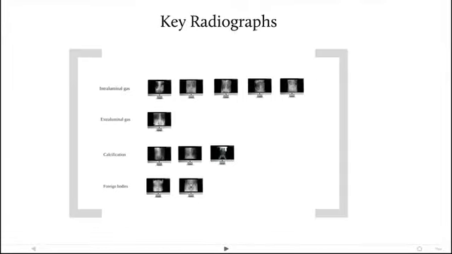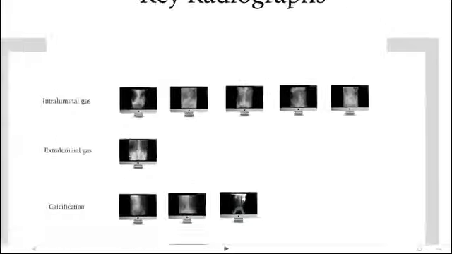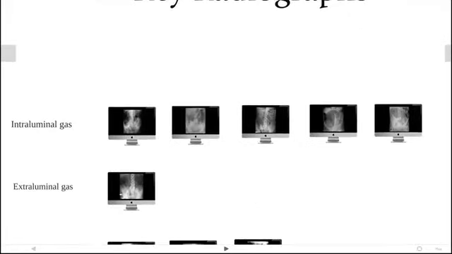Now we shall focus on some of the key aspects of a plain abdominal film that we look for. The first and usually the most clear abnormality in any plain abdominal film is the distribution of gas within the film, be it intraluminal or extraluminal. The distribution of gas can be a clear indication of both small and large bowel pathology.